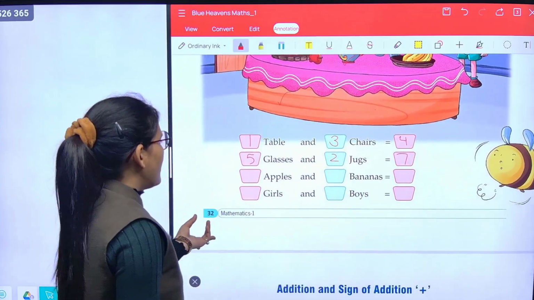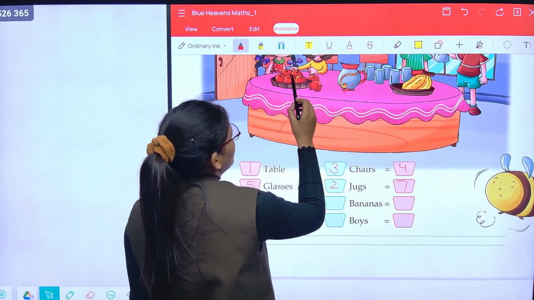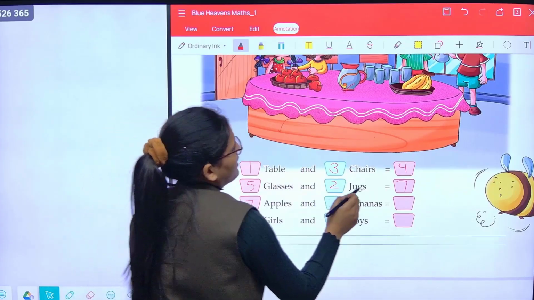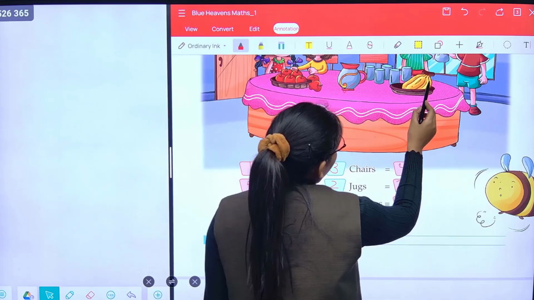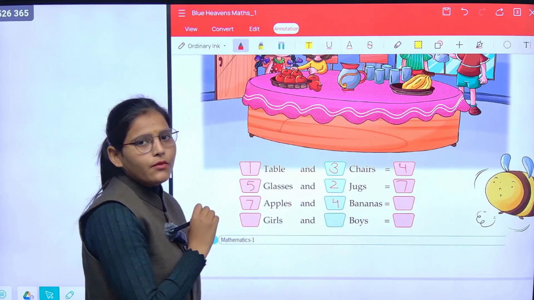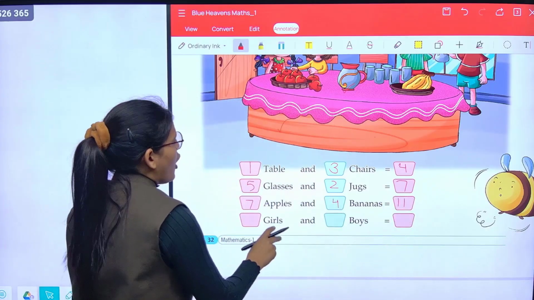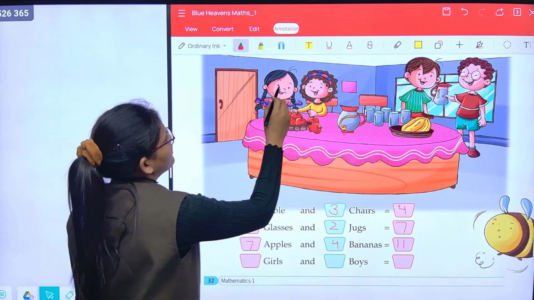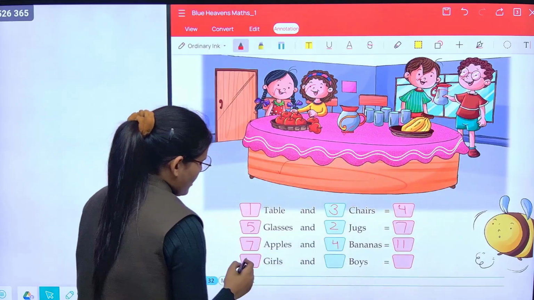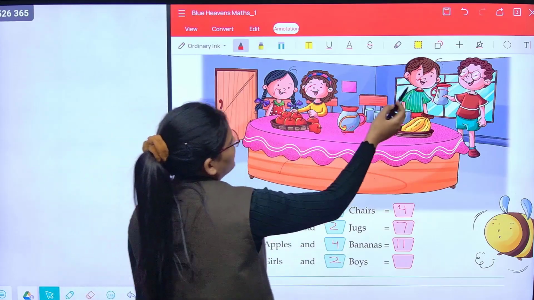Now, class, how many apples? 1, 2, 3, 4, 5, 6, 7. And bananas? 1, 2, 3, 4. Bananas? 4. Now, 7 plus 4, 11. Now, how many girls? 1, 2. And boys? 1, 2. Girls 2, boys 2. So, how many are they all? 1, 2, 3, 4.